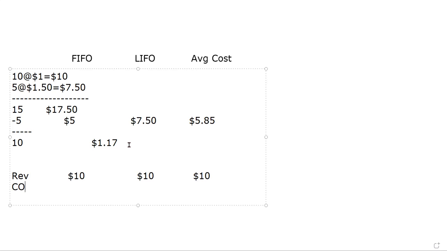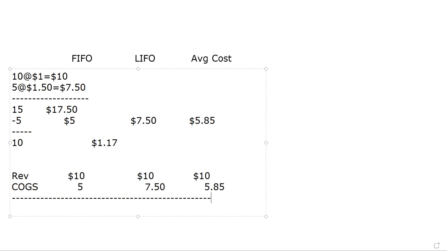Now, what's my cost of goods sold? If I take the $5 in FIFO, or I take $7.50 in LIFO, or I take $5.85 in average cost, I'm going to get a gross profit of $5 in FIFO. Here I get $2.50 in gross profit. I'm going to ask you the hard question. Which one would you rather have? So I've got $4.15 in gross profit.